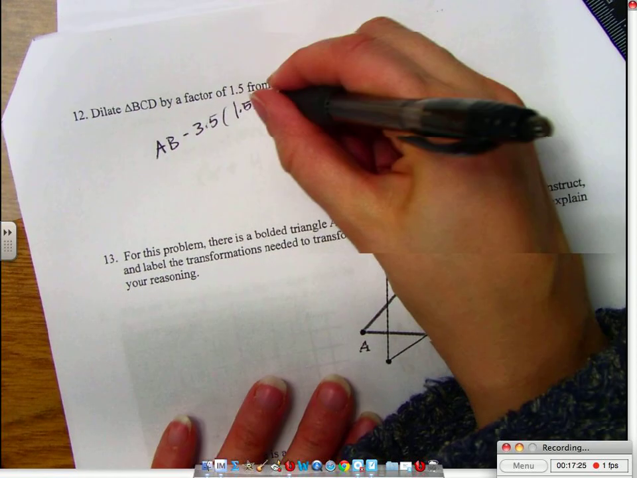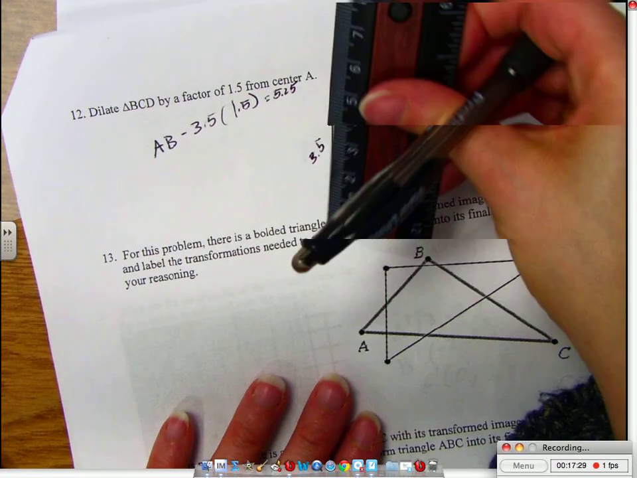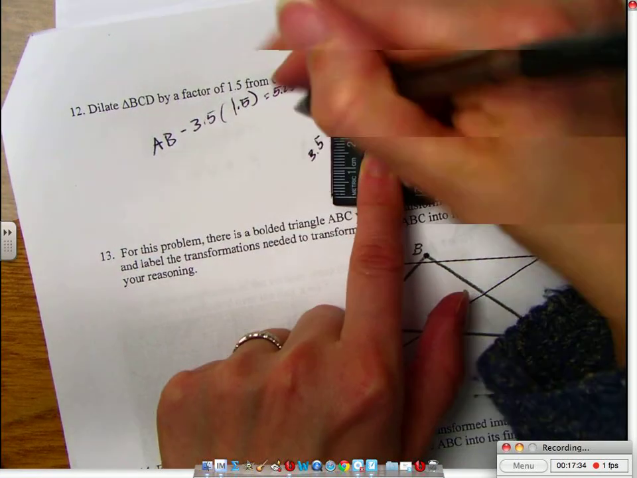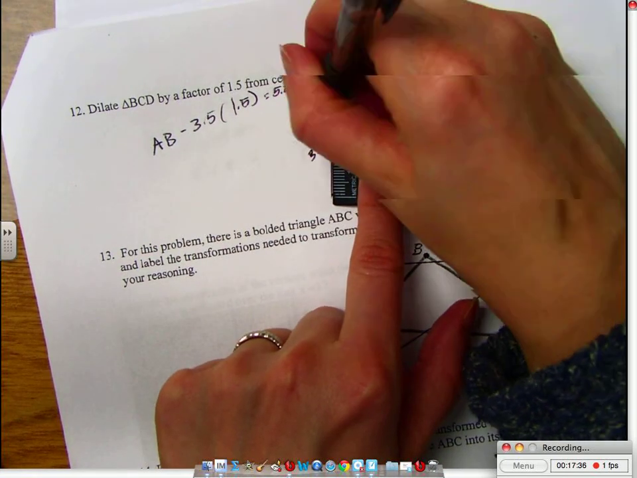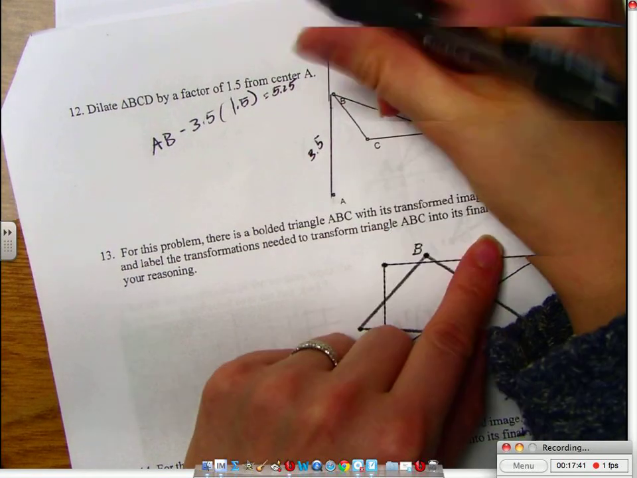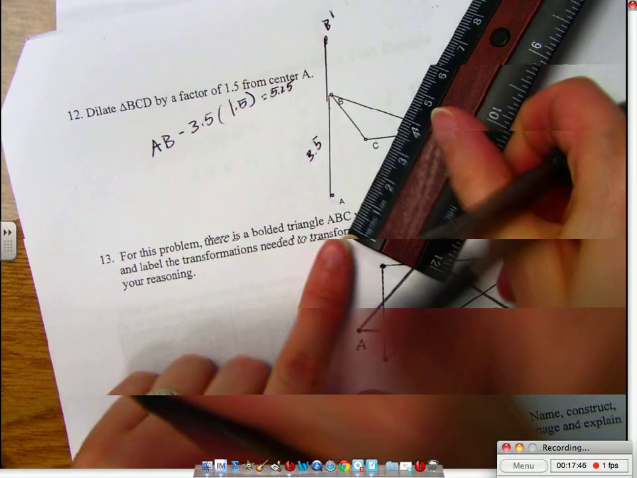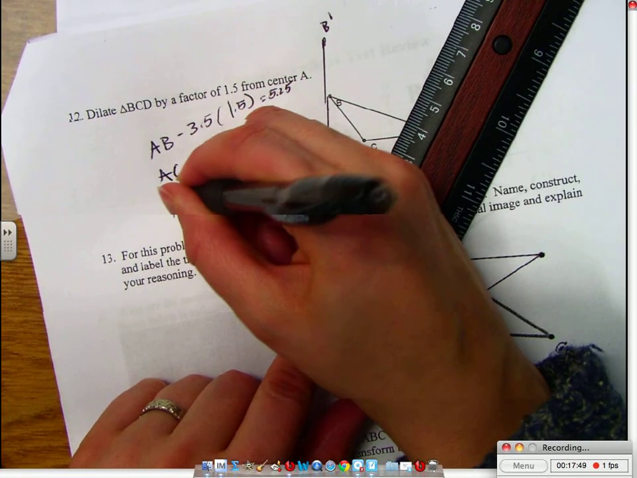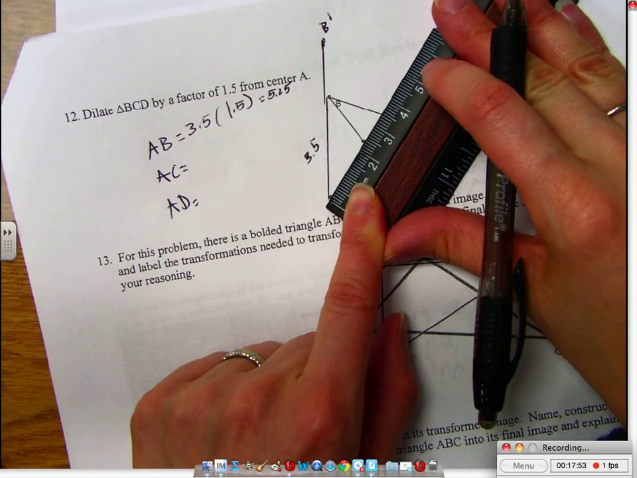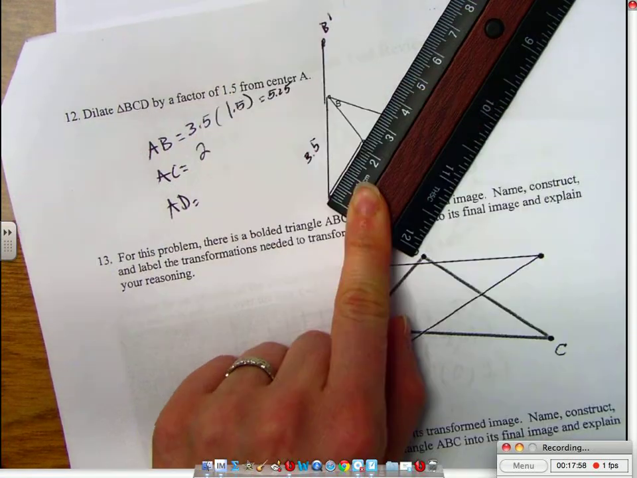So remember, I'm going in a positive direction, so I start from A always. I'm going positive, and I'm going 5.25. This is my B prime. Okay. Now I'm going to do the same thing. We got A to C and A to D. A to C, I'm going to call that 2. I'm going to times it by 1.5, and I'm going to get 3.